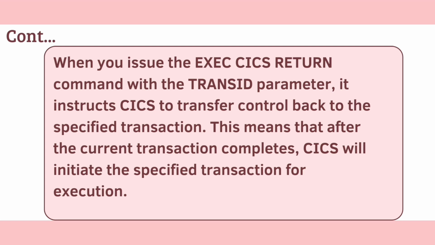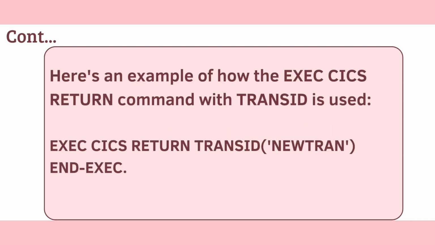When you issue the EXEC CICS RETURN command with the trans ID parameter, it instructs CICS to transfer control back to the specified transaction. This means after the current transaction completes, CICS will initiate the specified transaction for execution. Here I am giving an example of how the EXEC CICS RETURN command with trans ID is used. Please have a look.